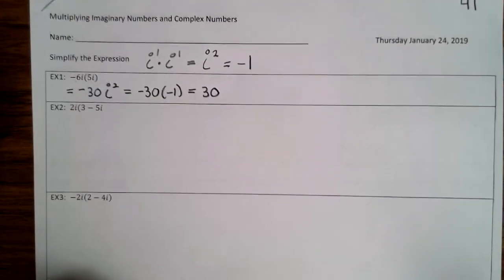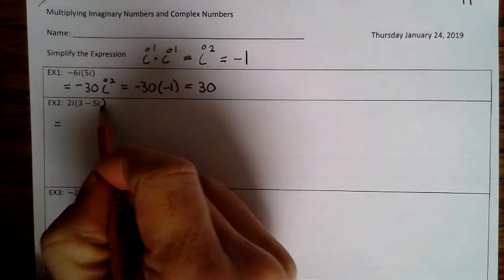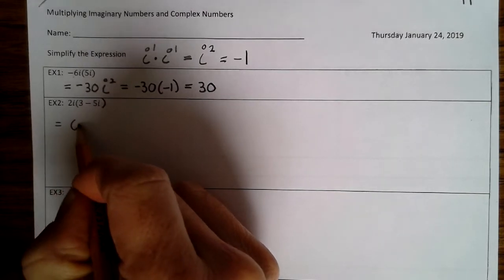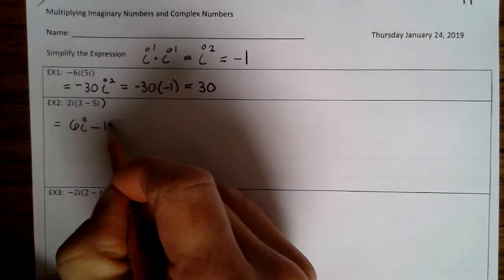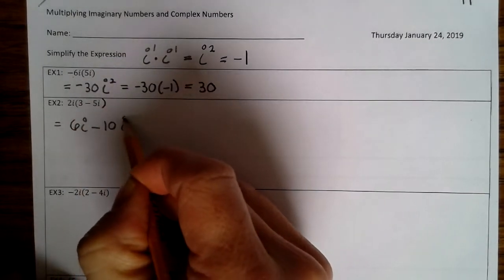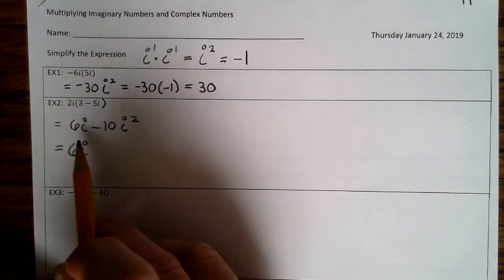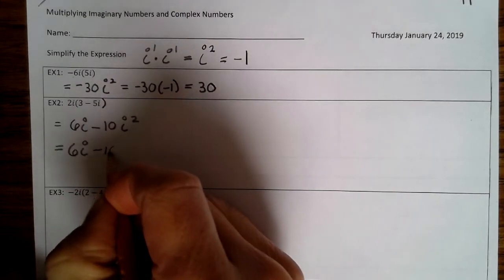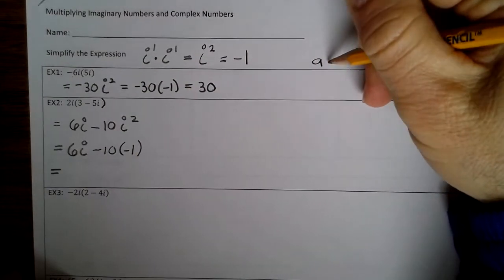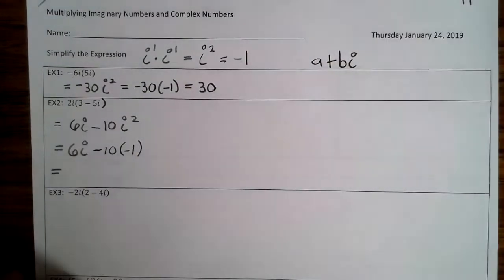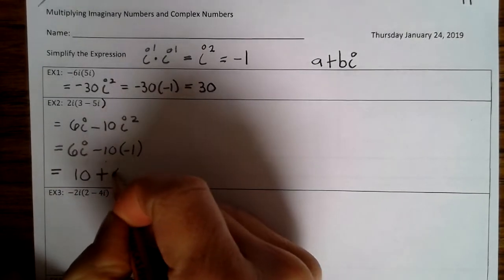All right, example 2. Here we distribute the 2I, and this somehow is missing a parentheses. So 2I times 3 is 6I. And then 2 times negative 5 is negative 10. I times I is I squared. So then that's 6I minus 10 times negative 1. And we're going to rewrite this because we know that we write complex numbers as A plus BI. So then negative 10 times negative 1 is positive 10 plus 6I.